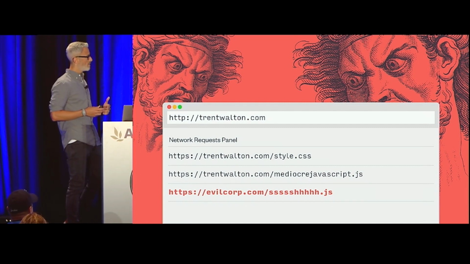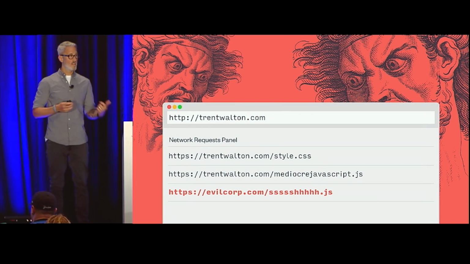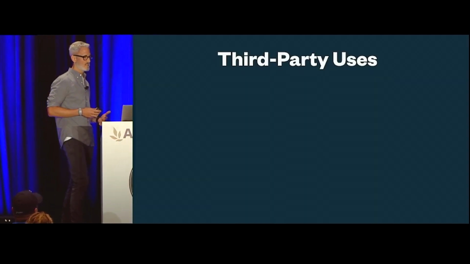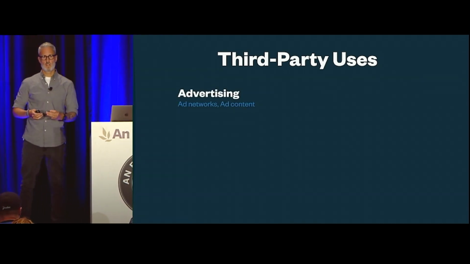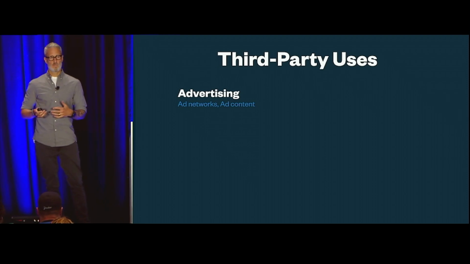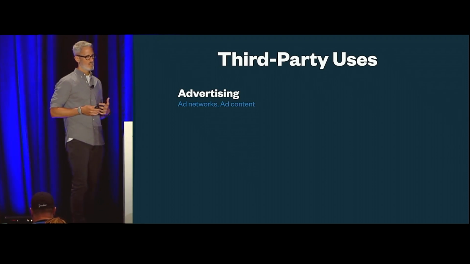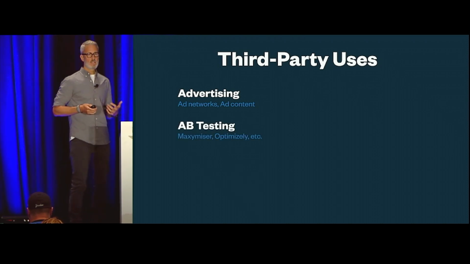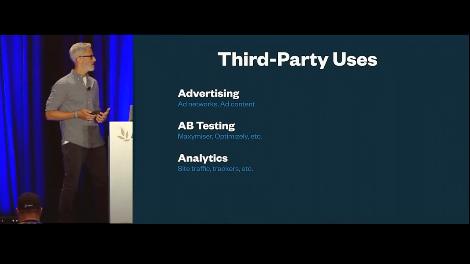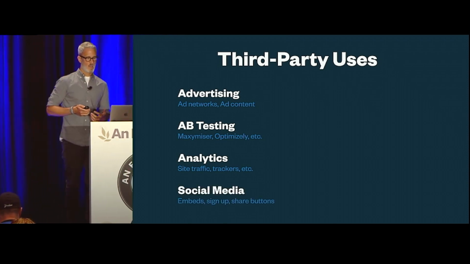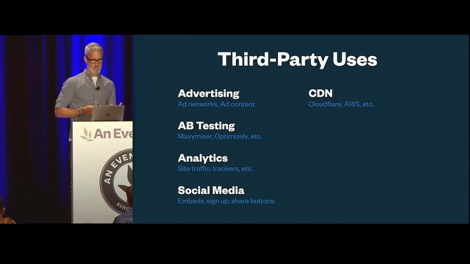I am going to be talking a lot about the concerns that I have around third parties, but they are useful, and there are a lot of them, so I'll itemize those just to get us started. First off, probably pretty obvious, third parties are used to load ads, networks to get data around the ads we're serving to make sure we're serving the right ones, A/B testing tools, analytics, often tied to ads, but also site traffic trackers, social media embeds, share buttons, all those kinds of things.